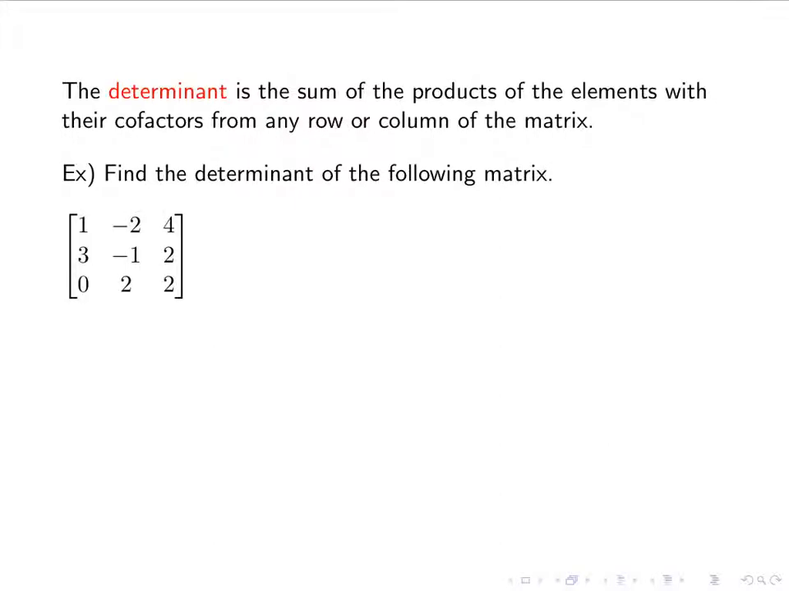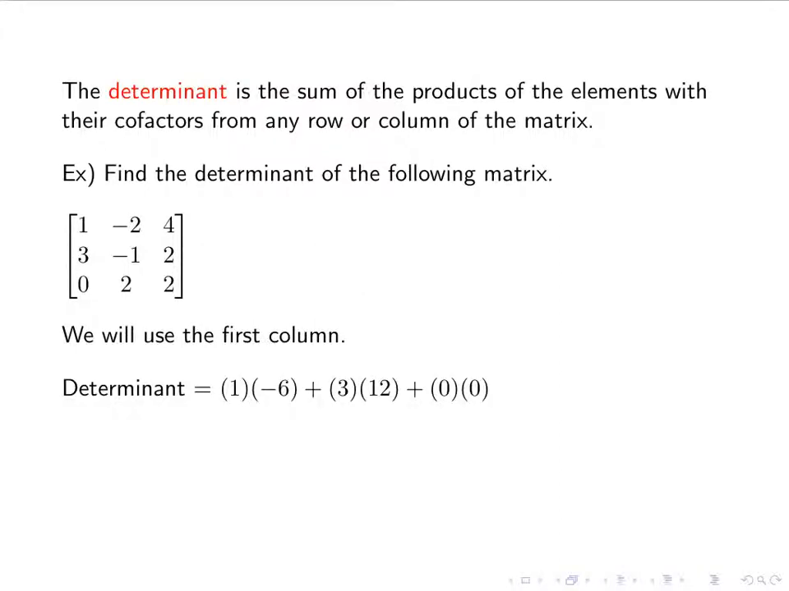So again, taking the same matrix from before, I'm going to find the determinant. I already found the cofactors for the elements in the first column, so that's the one I'm going to choose. So my first element is 1. Its cofactor was negative 6. The next element is 3. Its cofactor was 12. The next element was 0. And again, its cofactor was 0. And if I add all those up, I have negative 6 plus 36. That's 30, and that is my determinant.